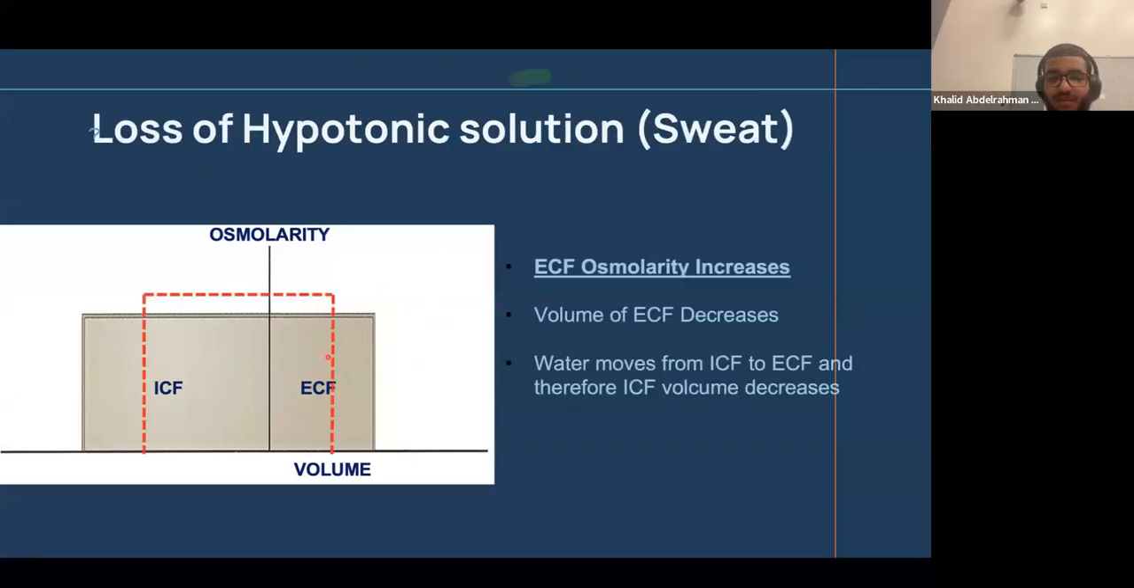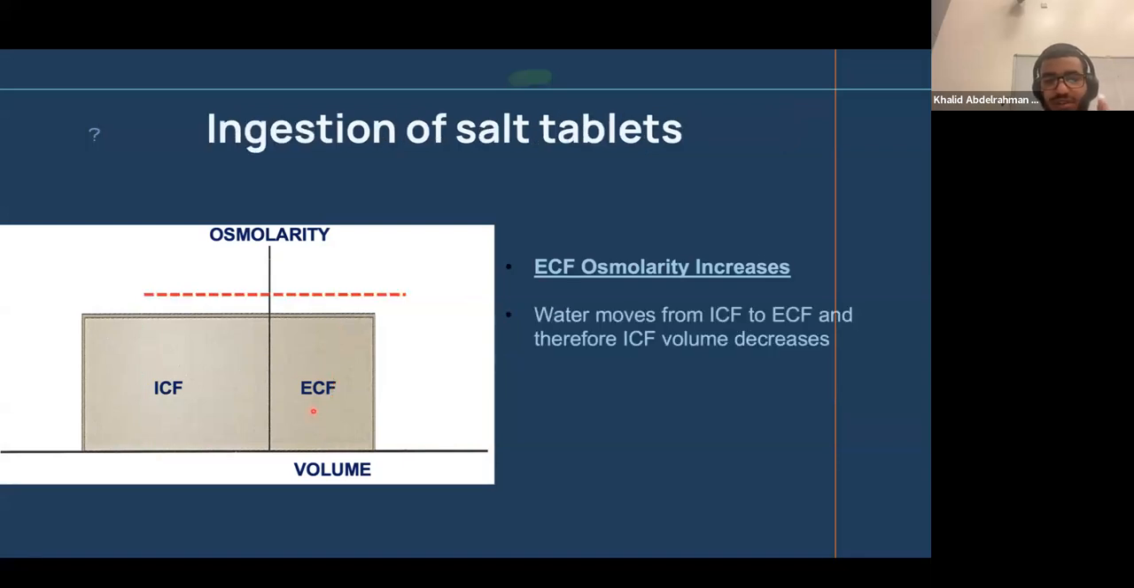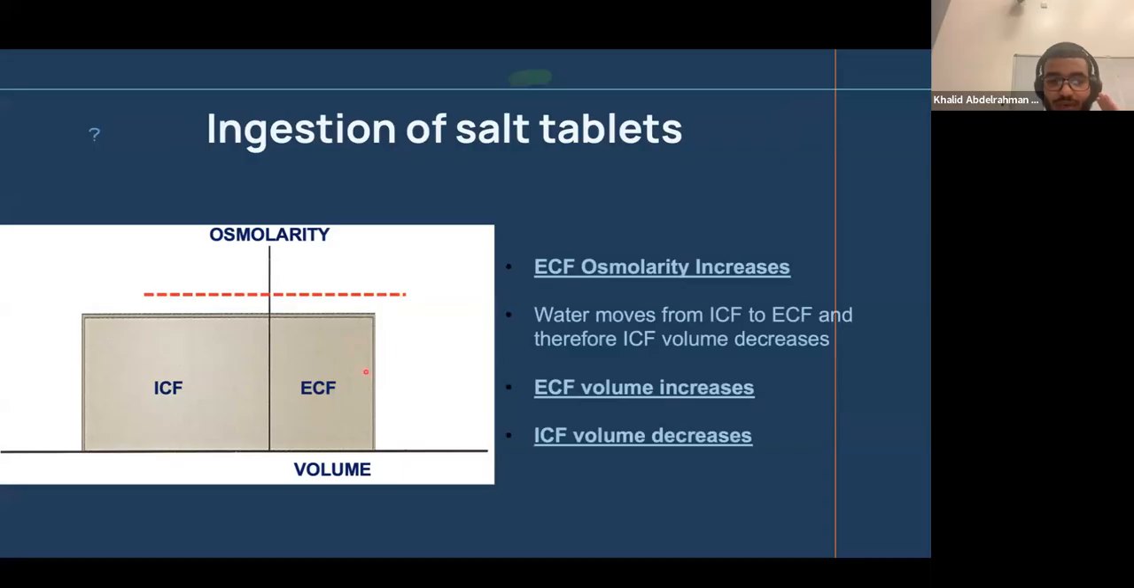We actually lost fluid from the ECF, and therefore the volume decreased. But this time there is no loss in fluid, we just added salt. We didn't add fluid or lose fluid, we only added solute. Therefore, after we ate the salt tablets, the volume didn't change. It's still here, but then water moves from the ICF to the ECF, and obviously if water moved and you're at the original level, then it's got to increase.